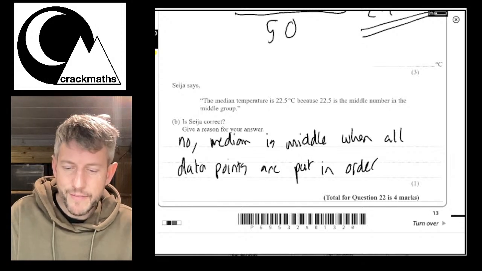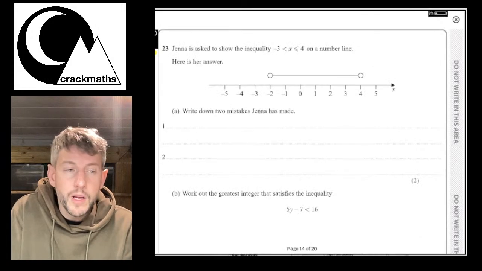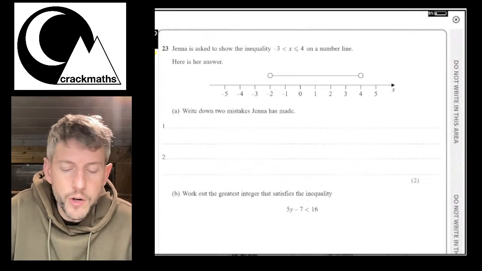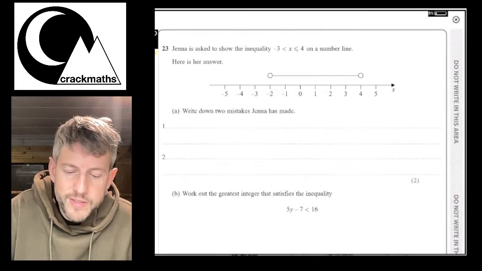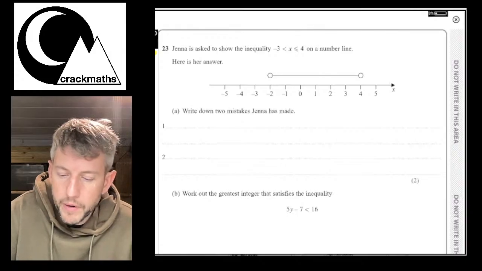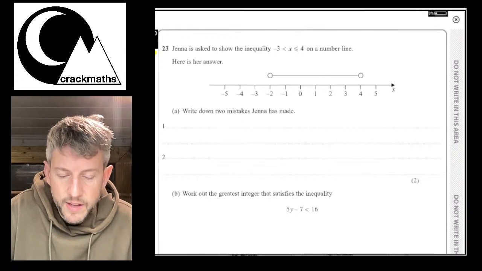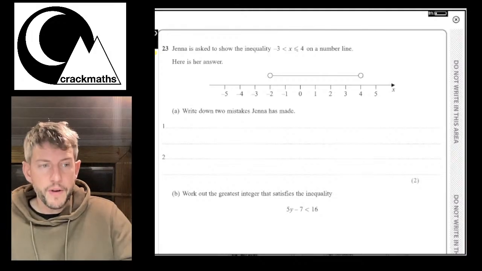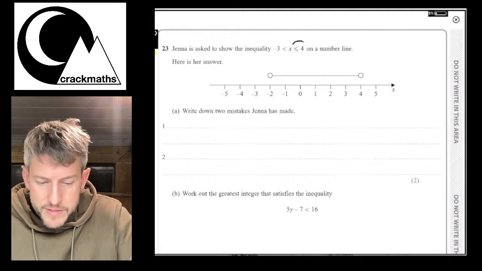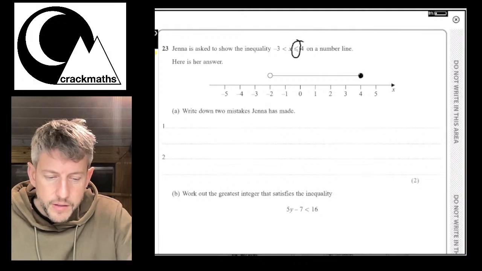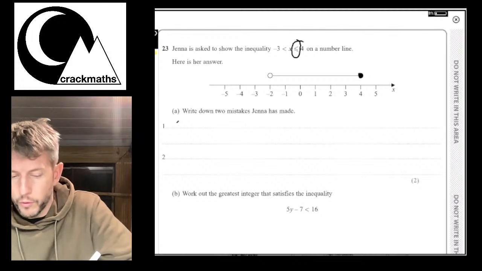Okay, right. Let's have a look at this next question here. So, question 23, it says, Jenna is asked to show the inequality -3 is less than x is less than or equal to 4 on the number line. Here's her answer. Write down 2 mistakes. So first of all, if you see this symbol here with the equal, then you need to colour it in. So she should have coloured in the circle above the 4.